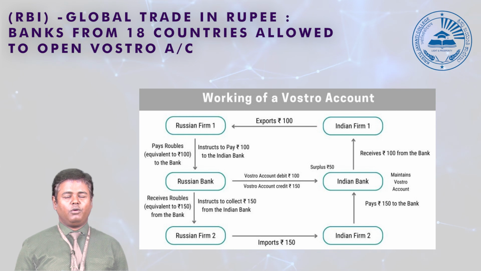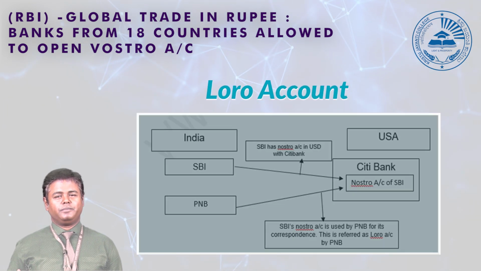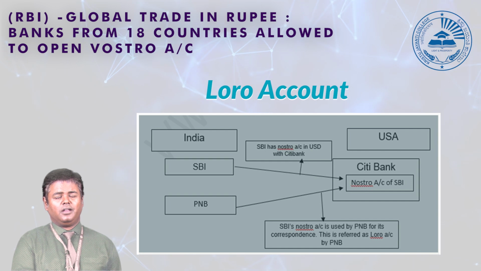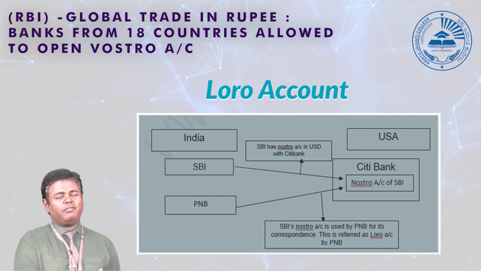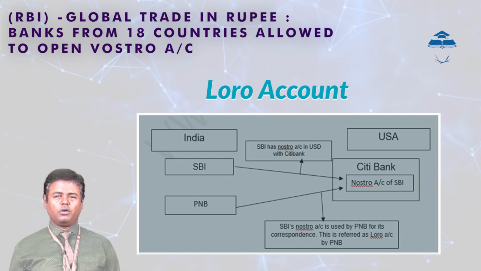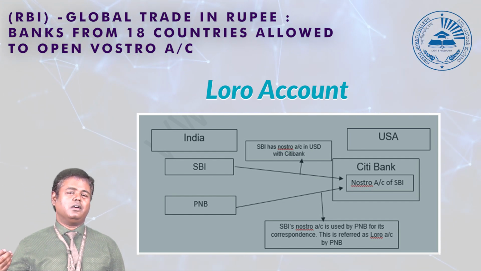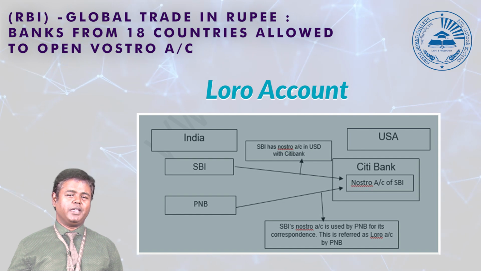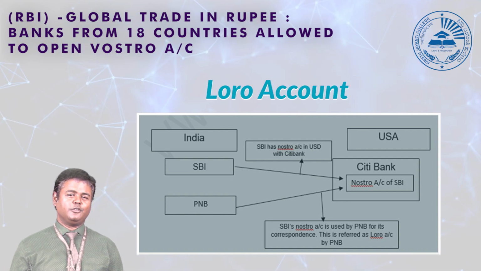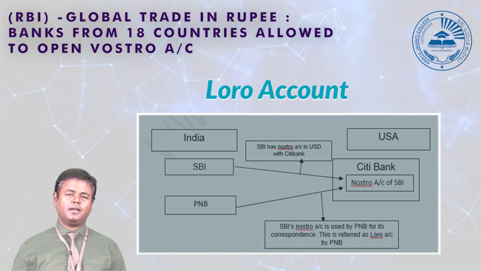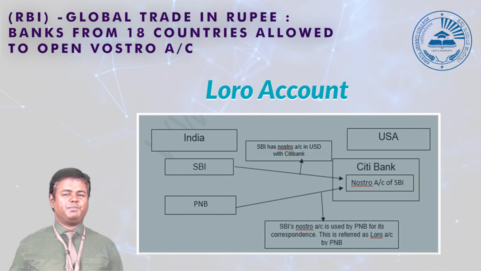And the second account is the Vostro account, where, vice versa, if a US buyer needs to pay an Indian seller, Citibank will use SBI's Vostro account to pay the amount that the seller needs to get from the buyer. So it's easy for Citibank to pay the currency from the account they maintain with SBI.